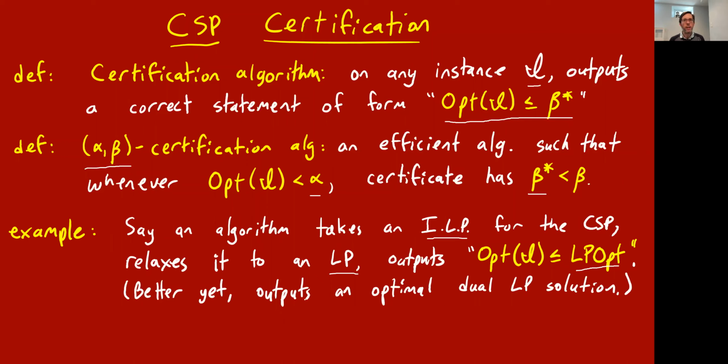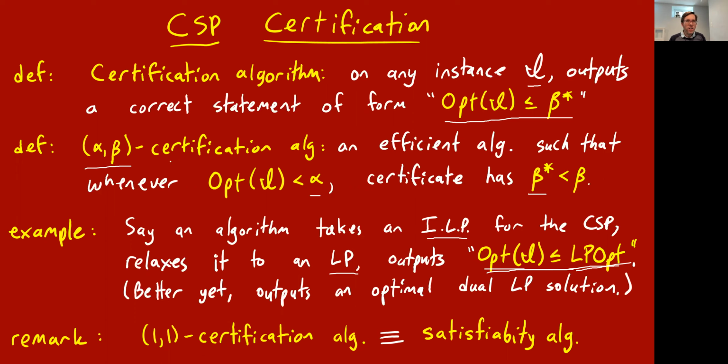And even better would be, with LPs, they have a dual, and the dual is a very explicit certificate of a statement like this. It's really just some multipliers for the constraints in the LP, which when you add up the constraints with multipliers, turns into the inequality: optimum is at most some number. Good.